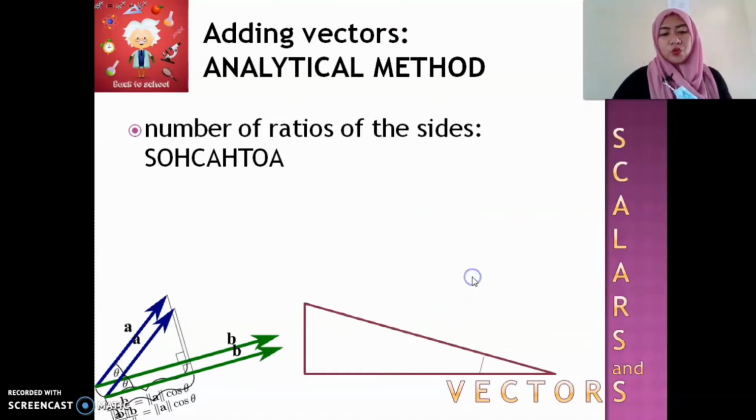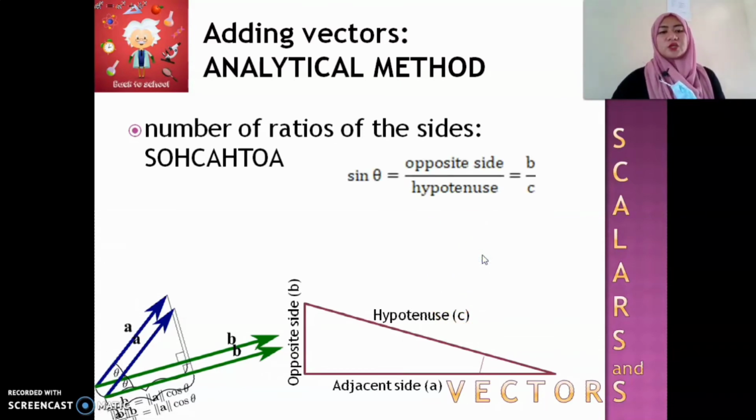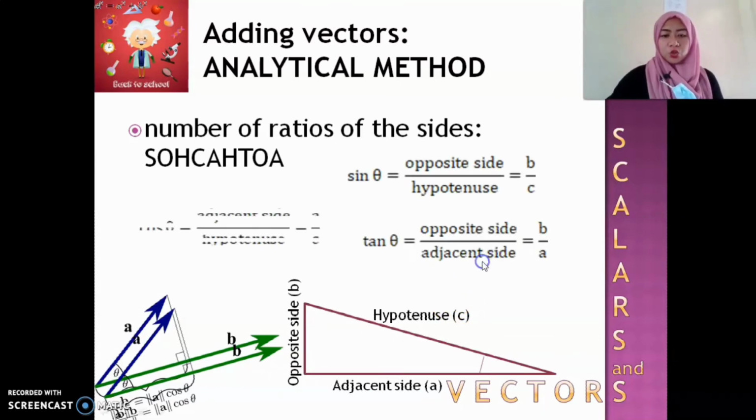With reference to one of the angles of the right triangle, you can write the ratios of each side using SOHCAHTOA. SOH means sine of the angle is equal to the opposite side divided by the hypotenuse. CAH means cosine of the angle is equal to the adjacent side over the hypotenuse. And TOA, tangent of the angle is equal to the opposite side of the right triangle divided by the adjacent side of the right triangle.